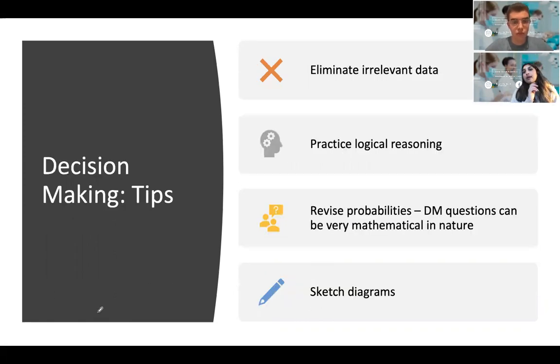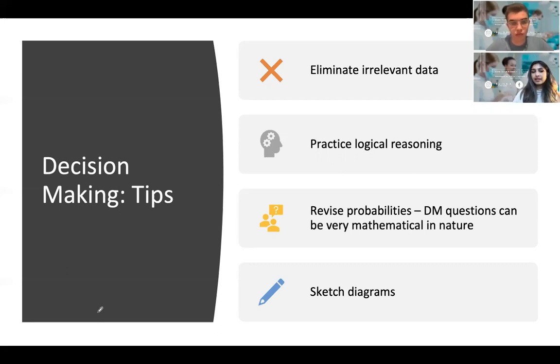And we have 4 main tips here. The first is to eliminate irrelevant data. You will sometimes get weird charts and weird diagrams with lots and lots of information. Another tip I give that isn't on here is, again, to read the question first, because that can stop you from reading irrelevant data and looking at irrelevant parts of the chart when you don't need to, and you'll be wasting time doing that.